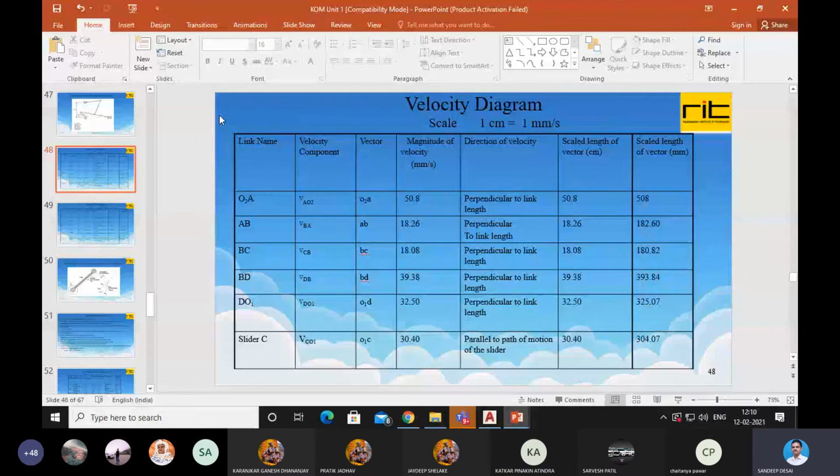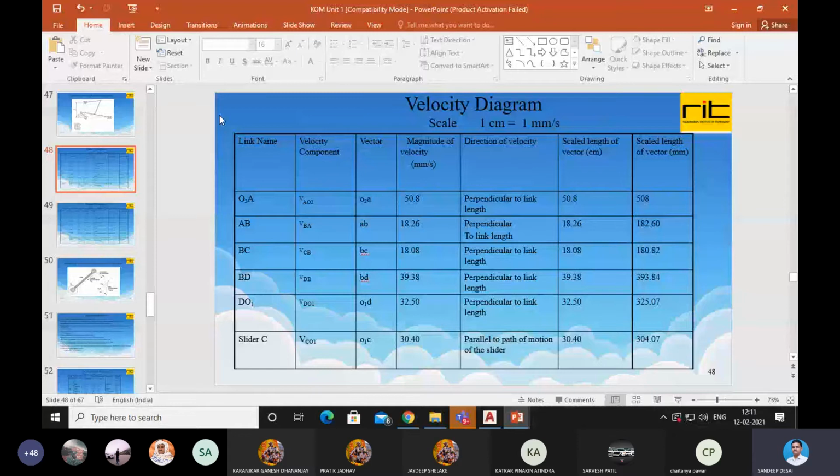From our velocity diagram and unknown velocity components, we have got answers for the unknown velocities of the links. Which links? AB, AC (only one link AC), BD, DO1 and slider C. So what are our answers? Velocity of link AB is 18.26 millimeter per second. Velocity of link BC is 18.08 millimeter per second. Velocity of link BD is 39.38 millimeter per second. DO1 is 32.50 millimeter per second, and velocity of slider is 30.40 millimeter per second.